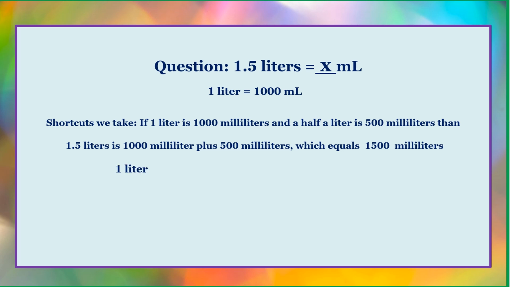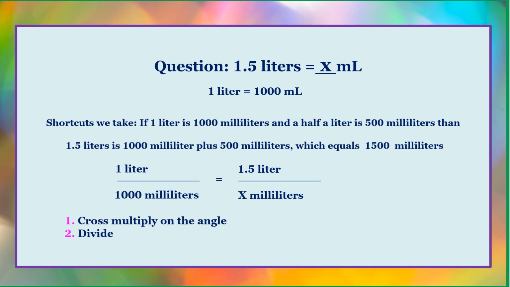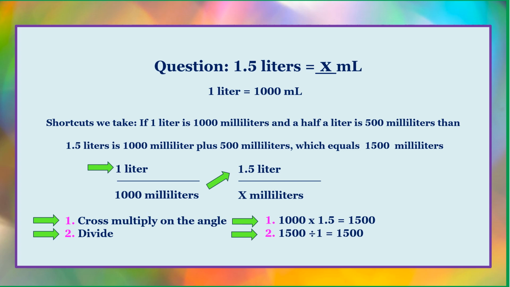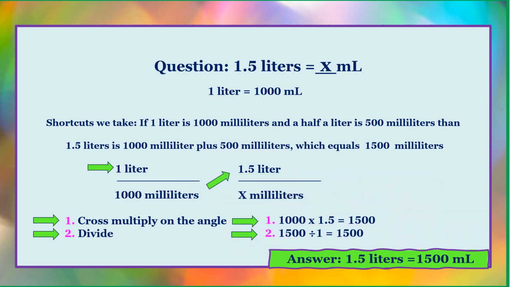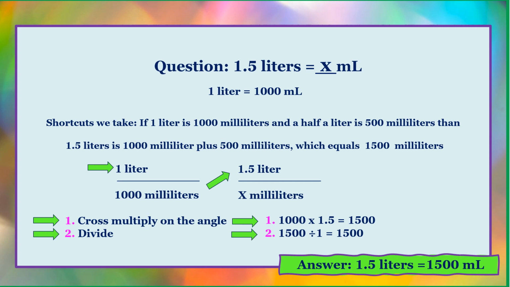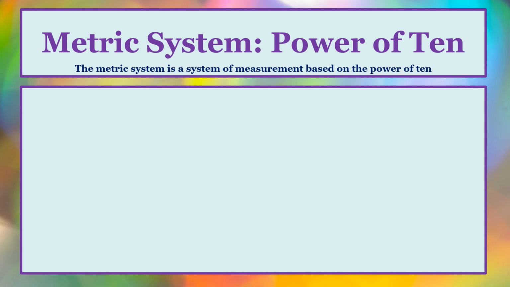I prefer just to slide my decimal, but if you continue with this equation, you would have 1 liter equals 1,000 milliliters, which is the same as 1.5 liters equals X number of milliliters. And you're going to cross multiply on an angle and then divide. So you would multiply the 1,000 milliliters times the 1.5 liters, which gives you 1,500. And you're going to divide that by your 1 liter. So 1,500 divided by 1 equals 1,500. It seems a lot easier for me just to slide your decimal. So we'll continue to practice.